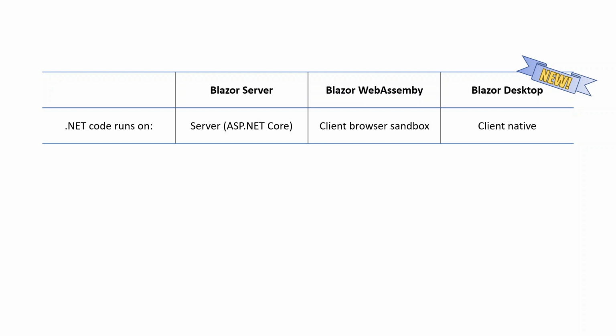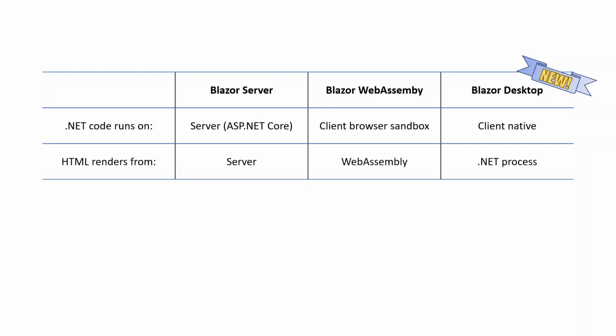And that has what's called a sandbox, which imposes some rules and limits on what your code can do. And then on Blazor Desktop, the code runs natively on the device, whether it's an Android phone or a Windows desktop computer. That code runs just like any other .NET code that runs directly on that device.